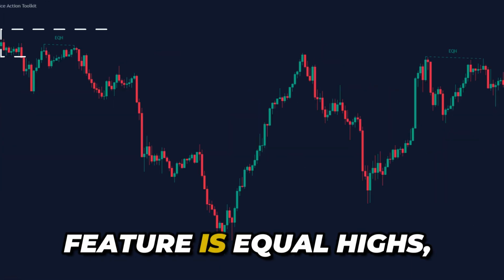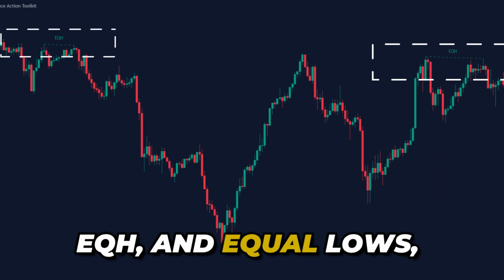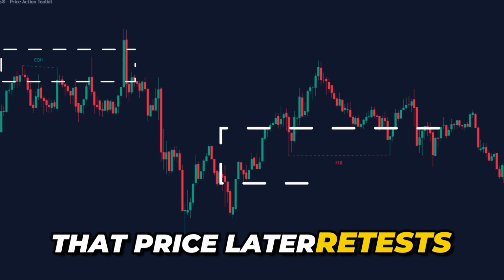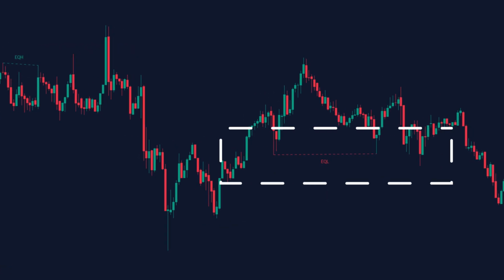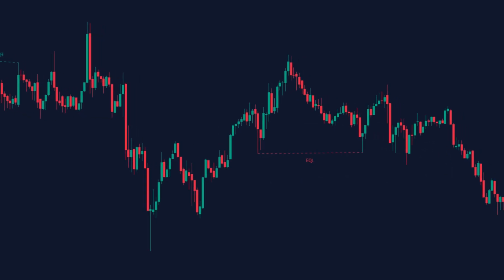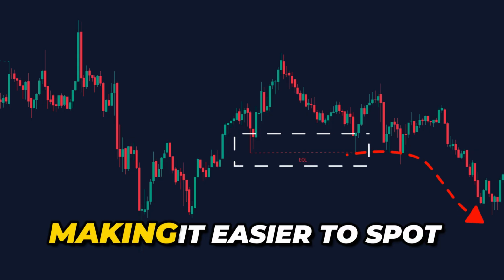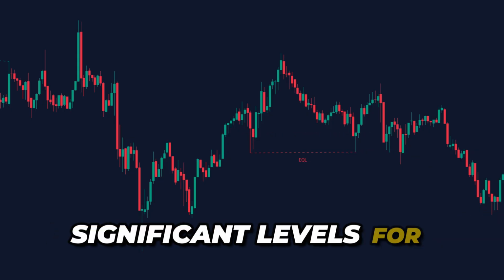Another important feature is equal highs, EQH, and equal lows, EQL. EQHs are swing highs that price later retests and rejects, while EQLs are swing lows that show similar behavior. The Price Action Toolkit automatically plots these on your chart, making it easier to spot significant levels for potential trades.